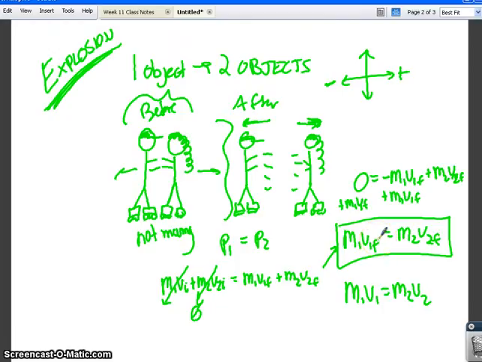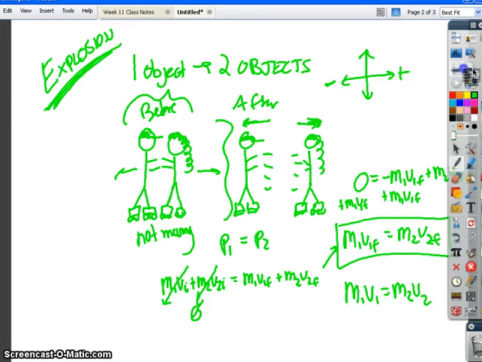So this is just another example of conservation of momentum, where two objects are turning into two, as opposed to two objects colliding like we did before. It is now one object becoming two.